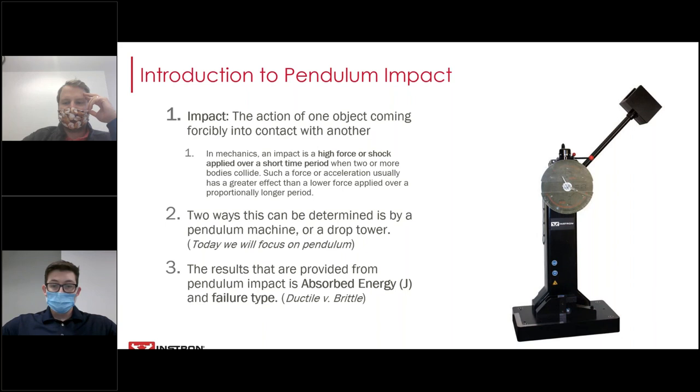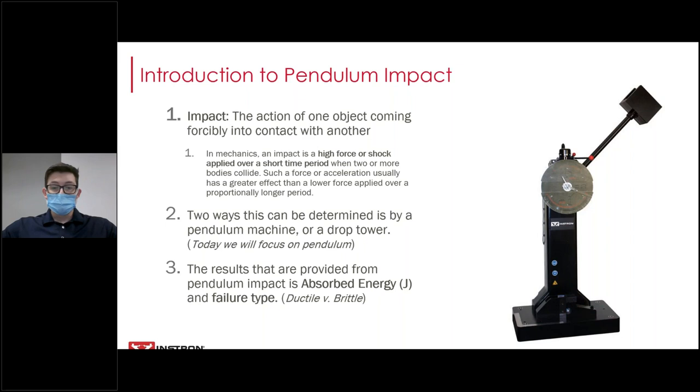When we test with impact machines, the result that we are looking to gain is absorbed energy. To get this result, our machine options are generally a pendulum frame, like the one you see on the right here, or a drop tower. For the webinar today, we're going to focus on the Charpy test, which is completed with a pendulum tester.